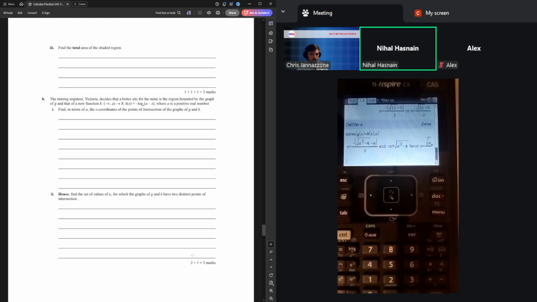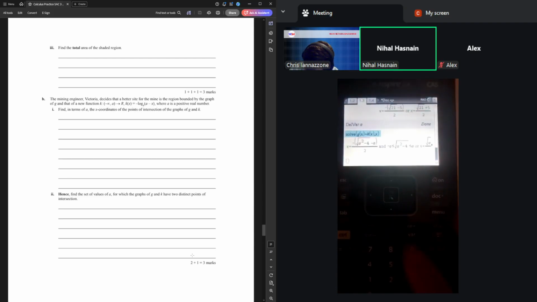What about, wait, I think we can try and find values for a for which there's only one solution. Yes. Wait, no, yeah. Okay. But how are we going to do that?